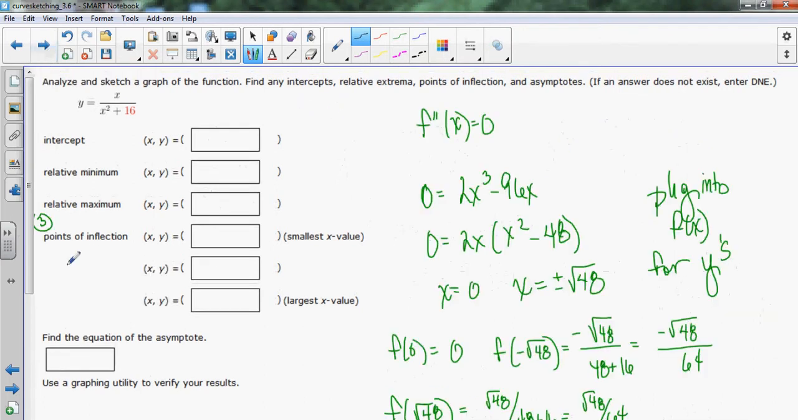The next part is points of inflection. And so now you're going to take your second derivative, set that equal to 0, and again your denominator zeroes out. So I have negative 2x to the third minus 96x equal to 0. Factor out my 2x, so I got x equal to 0, and unfortunately over here you got a positive negative square root of 48.